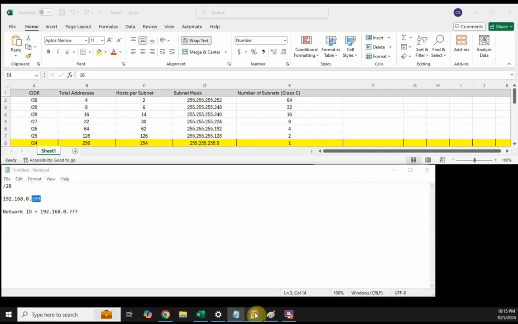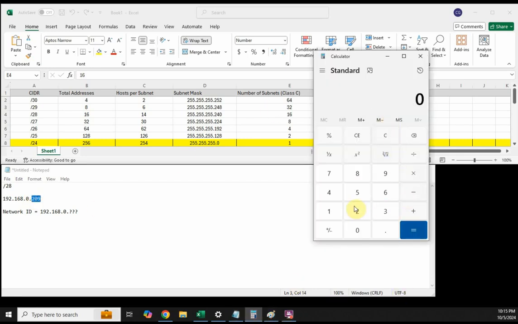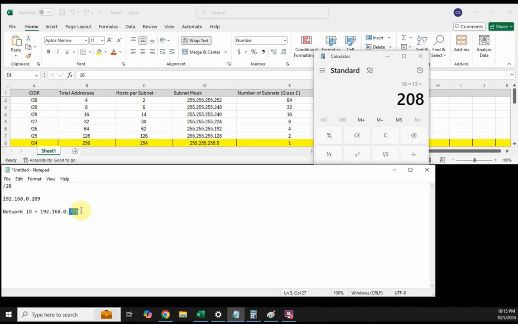All right, so what does that mean for this? Well, it just means you go 16 times 13 and you get your network ID, which is going to be 208. Simple, right? Now, 209 being the first IP on there, that's why there was that remainder.